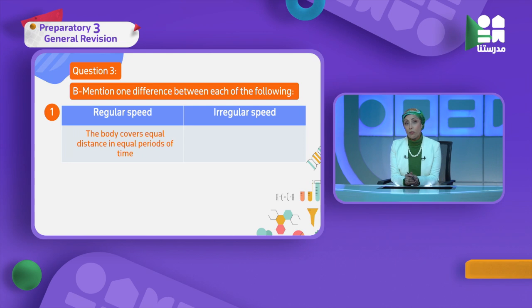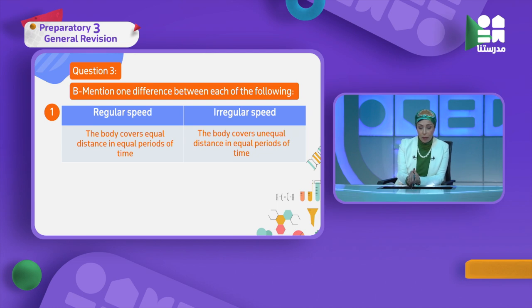What is the definition of the regular speed? It's the speed by which the body covered equal distance at equal period of time. So here the body covers equal distance in equal period of time. What about the irregular speed? It's a speed by which the body covered equal distance but at unequal intervals or period of time, or the opposite: unequal distance at equal period of time.